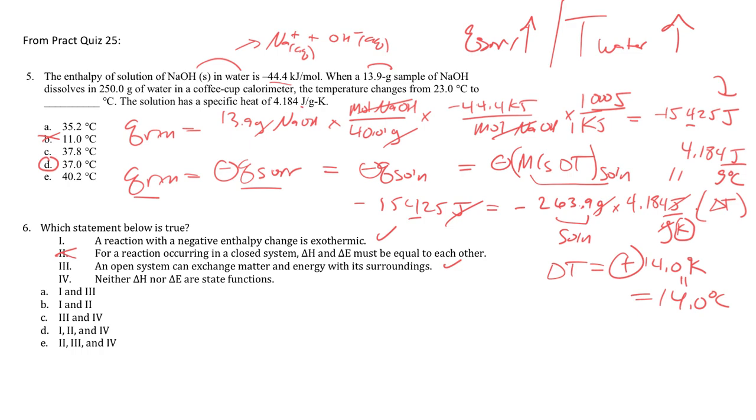That's correct. And then delta H and delta E are state functions. What's a state function? A state function is a path-independent function. Delta E and delta H are path-independent, and they both are. That means it doesn't matter how you go from A to B to C to D. A to D still has the same delta H and delta E no matter what process you take.